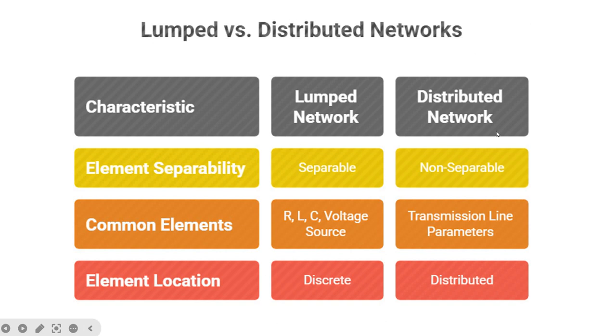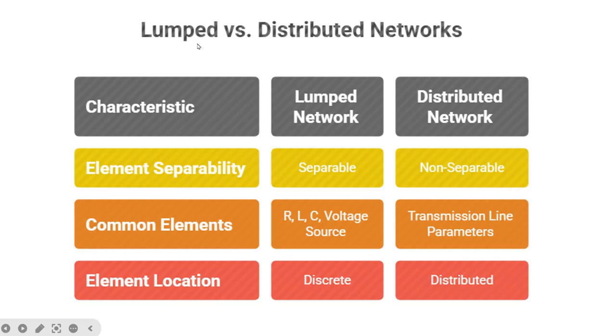Next is the distributed network. Here the elements are not separable, that is, they are non-separable. You cannot separate the elements. An example here is the transmission line parameters. In a transmission line, the resistance, inductance and capacitance are all distributed along the length of the transmission line, and these cannot be separated. So here it is distributed, it is not discrete.